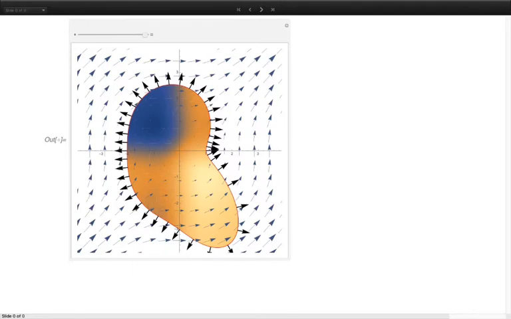So let's see what Green's theorem has to say about that. So let's do some computation. We start with the tangent vector.